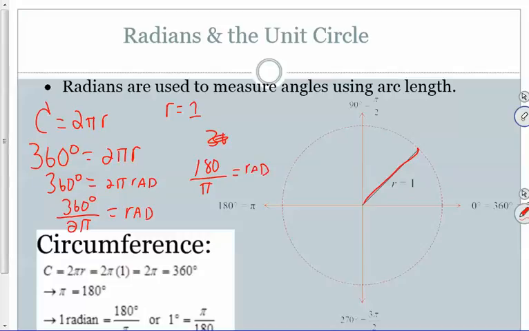180 over pi is equal to 1 radian. Or you could say 1 degree is equal to pi over 180 radians. So on your unit circle, 0 is 360 degrees, and halfway around the circle is 180 degrees. Halfway around the full circle is 2 pi, so it's pi. A quarter of that is pi over 2, then 3 halves pi, and then this is obviously 2 pi. So when you go around it, you just need to know your conversion.